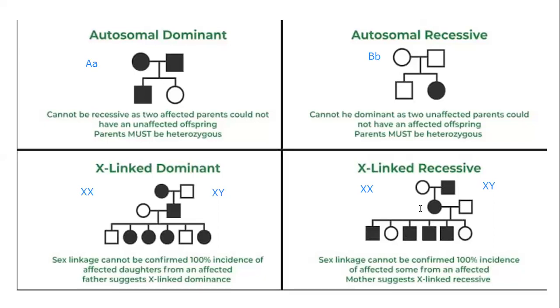Again, if the mother is affected with an X-linked recessive disorder, then all of her sons must be affected because sons receive a single X chromosome from the mother. And if the father is affected with an X-linked dominant disorder, then all his daughters must be affected.